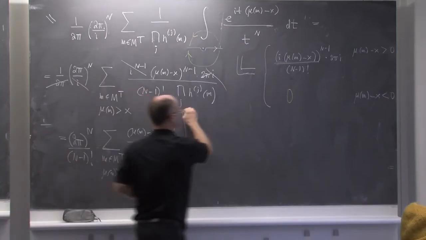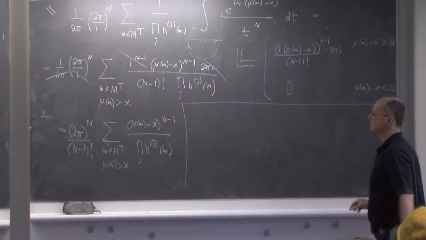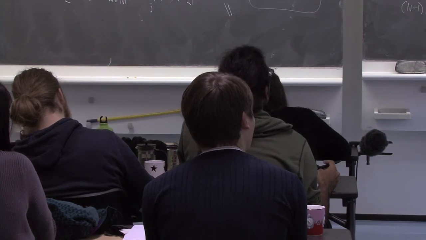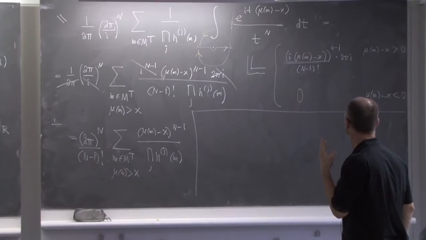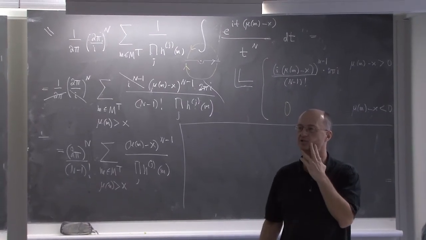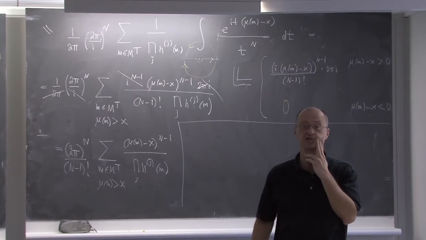Should we include the case when mu of m is equal to x, because it seems reasonable if n is equal to 1? Yeah, so that's a good question. Should we? What's your opinion? Should we include the case of mu of m equal to x?